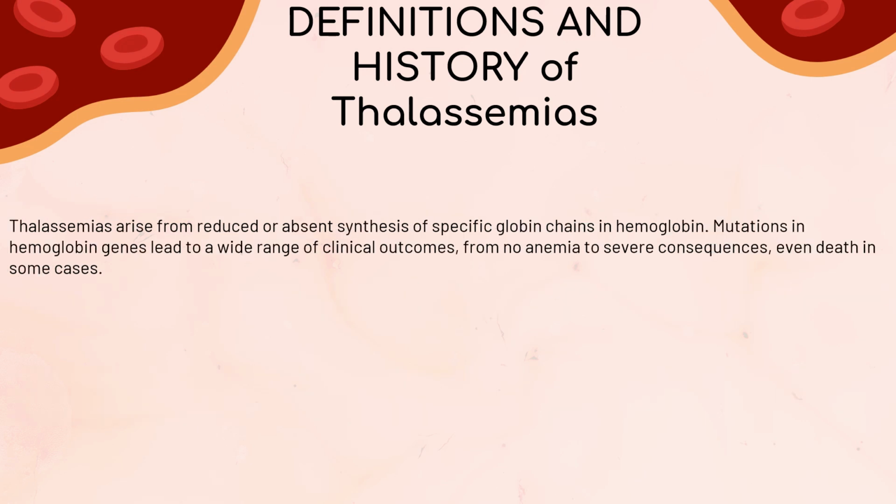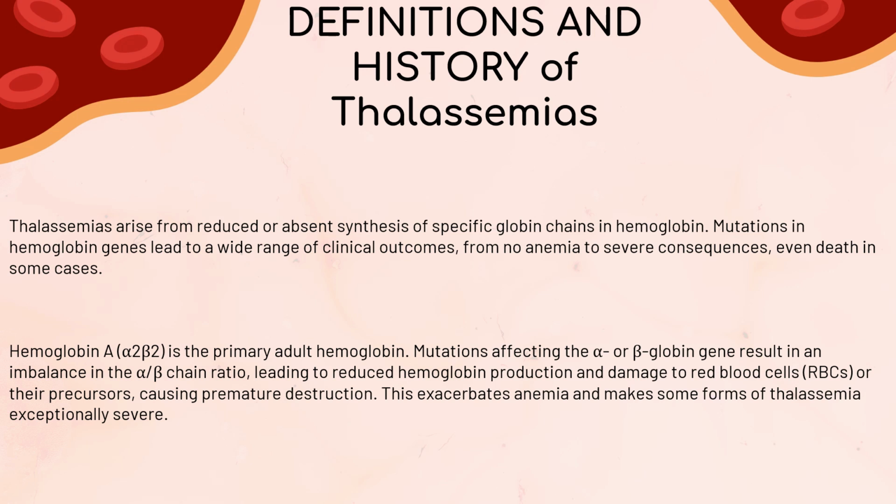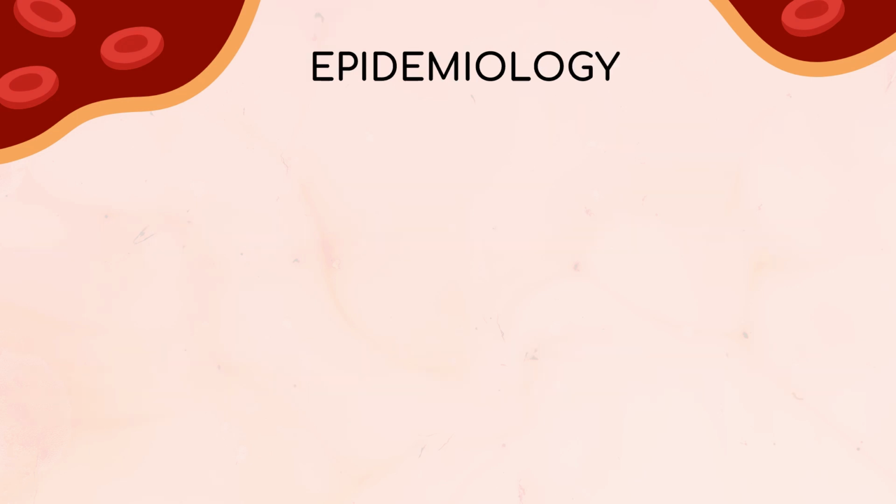Thalassemias arise from reduced or absent synthesis of specific globin chains in hemoglobin. Mutations in hemoglobin genes lead to a wide range of clinical outcomes, from no anemia to severe consequences, even death in some cases. Hemoglobin A, alpha-2 beta-2, is the primary adult hemoglobin. Mutations affecting the alpha or beta-globin gene result in an imbalance in the alpha to beta chain ratio, leading to reduced hemoglobin production and damage to red blood cells or their precursors, causing premature destruction. This exacerbates anemia and makes some forms of thalassemia exceptionally severe.